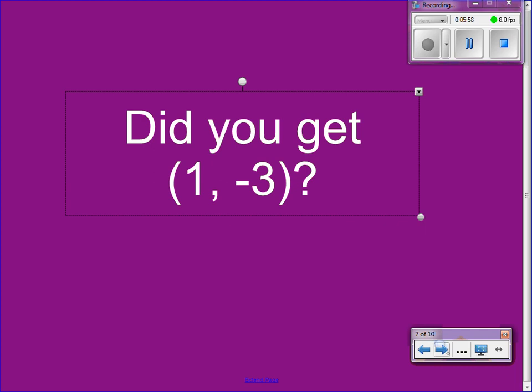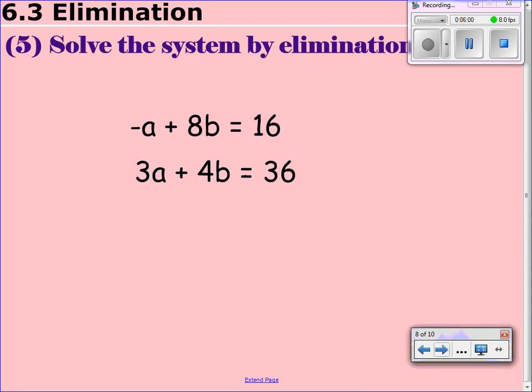Okay, moving on. We're going to number 5. If you notice in number 5, none of the coefficients are the same. So we're going to have to try to get coefficients to be the same. Wouldn't it be great if this -a here was really a -3a? So that way we could just add and it could just cancel out and everything would be easy. But we can get that -a to be a -3a. All you have to do is multiply by 3 for every term.